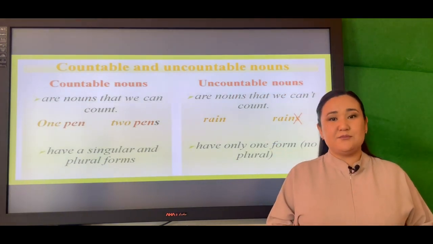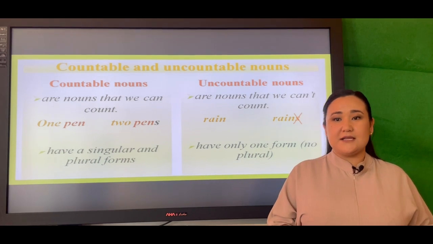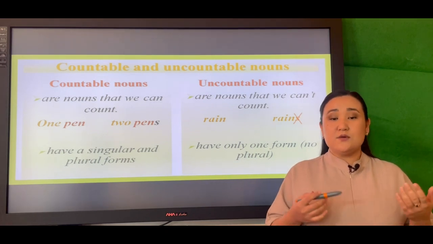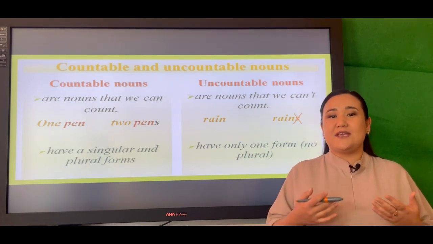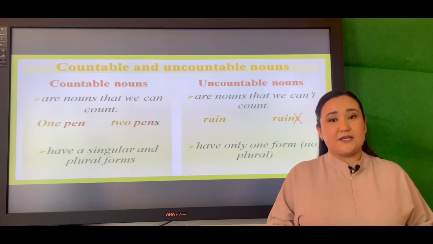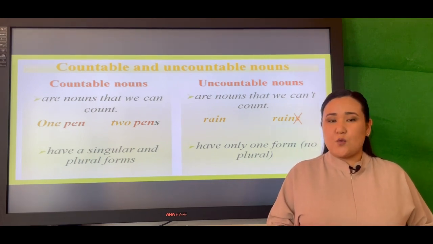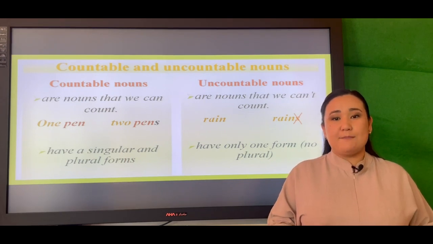Nouns in English can be divided into countable and uncountable nouns. Countable nouns are nouns that we can count. For example, we can count pen. We can say 1 pen, 2 pens, 3 pens, etc. So, pen is a countable noun.